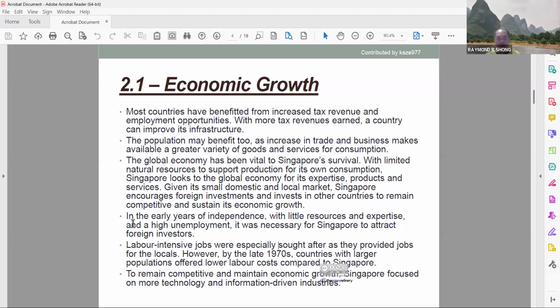Will you put the investment? Okay, I'm just putting this point here. In the early independence, there were no resources. When Singapore was independent, Mr. Lee Kuan Yew really had a hard time. I really respect him.